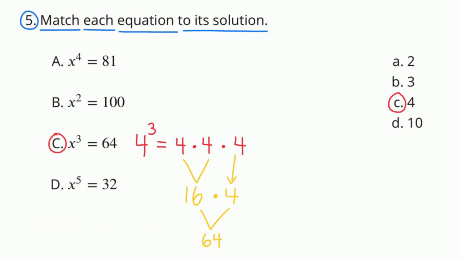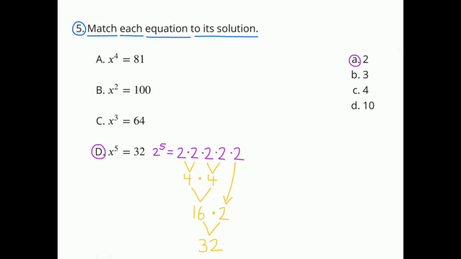C. X to the 3rd power equals 64. I selected C, or 4. 4 to the 3rd power equals 4 times 4 times 4, which is the same as 16 times 4, or 64. D. X to the 5th power equals 32. I selected A, or 2. 2 to the 5th power equals 2 times 2 times 2 times 2 times 2, which is the same thing as 4 times 4 times 2, or 16 times 2, which is 32.